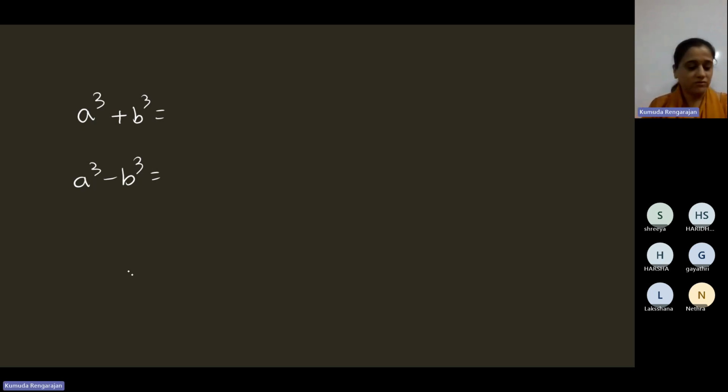Don't get up. Complete the identities a cubed plus b cubed and a cubed minus b cubed. Complete the identities. You can write and read it out from your book, whichever way you're confident.